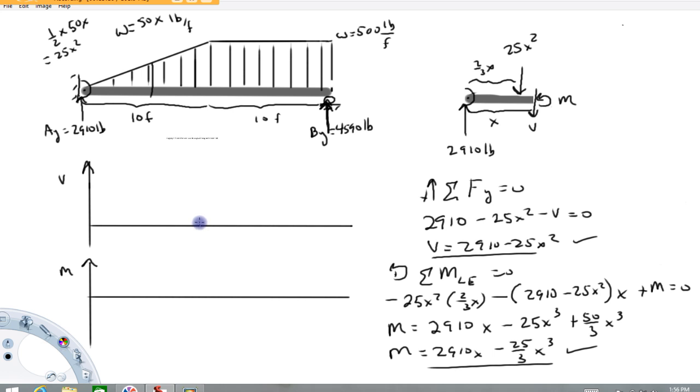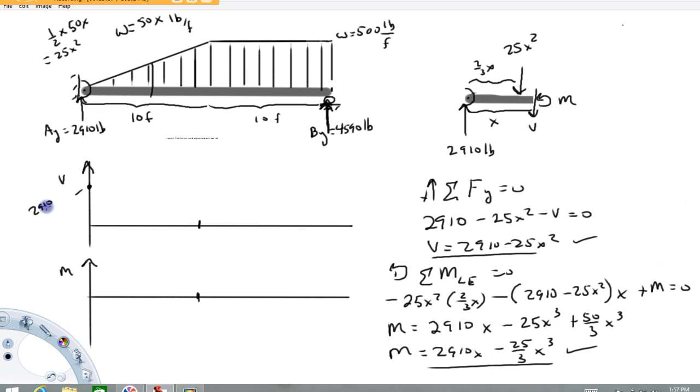So I'm going to go over here. Here's my 10 foot, 10 foot. All right. So this equation is quadratic, opens down. You'll notice it goes through the point 0, 2910. I'm just going to put that up here. 2910. I know it opens down.